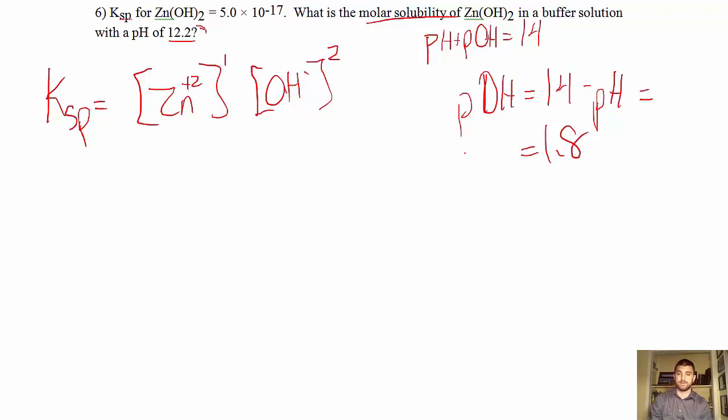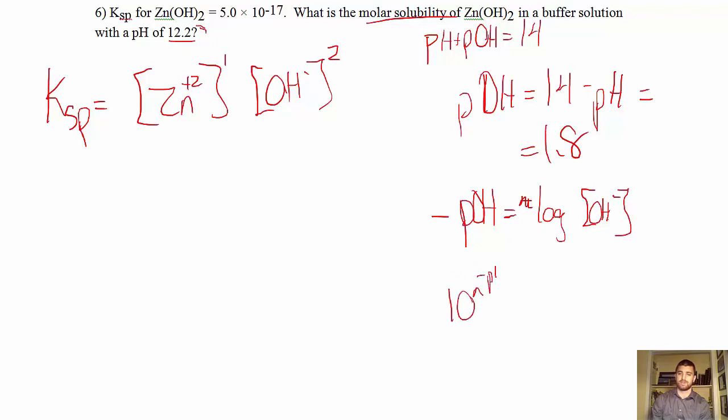Now, how do I go from pOH to OH minus concentration? Well, you've got to remember that pOH equals negative log of the OH minus concentration. So we move that negative sign over there, and we get rid of the log by doing 10 to the negative pOH. That should equal our OH minus concentration.